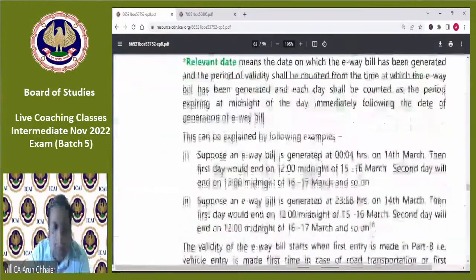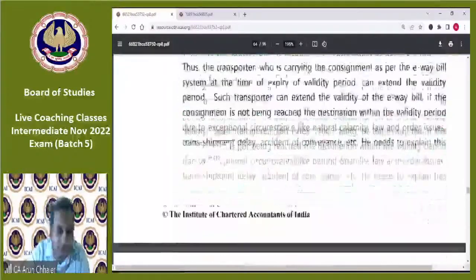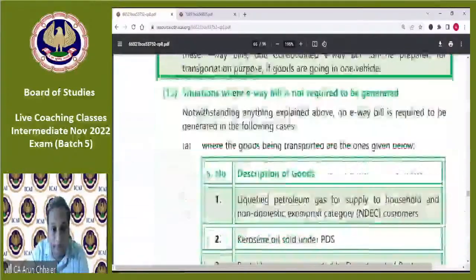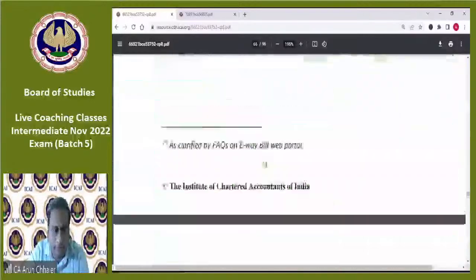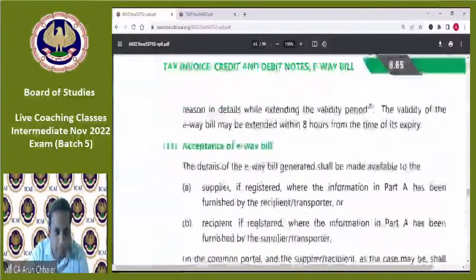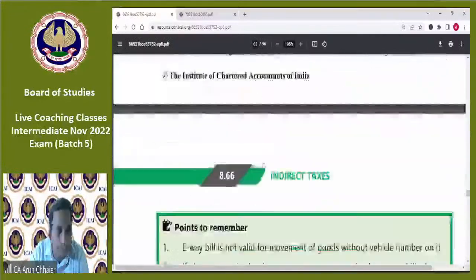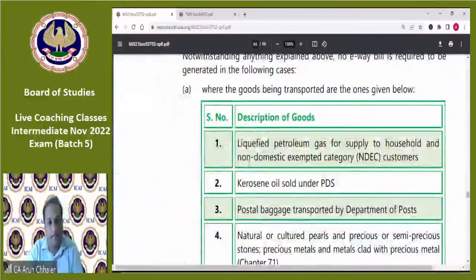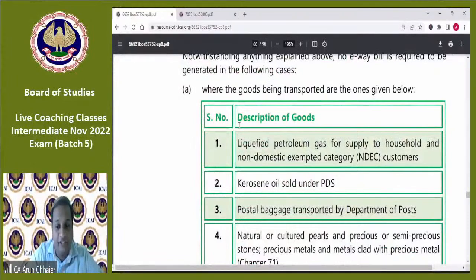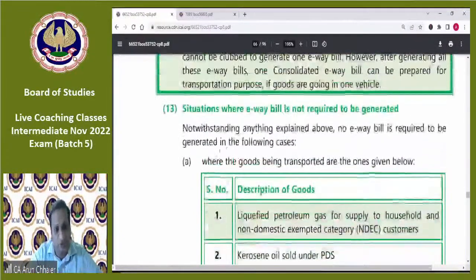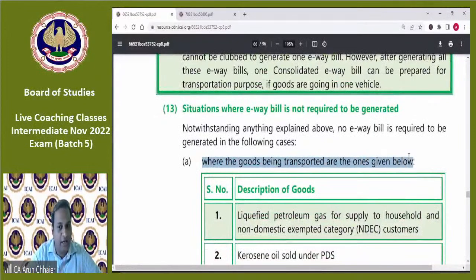I think this question is important, that 138.7 is not yet made effective. Now, the relaxation part: in which case the e-way bill is not required, where the goods being transported are given below. This is rule 138, sub-rule 14. Sub-rule 14 talks about the relaxation from generation of e-way bill.